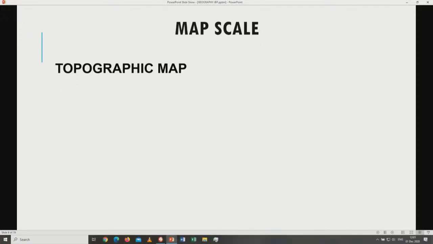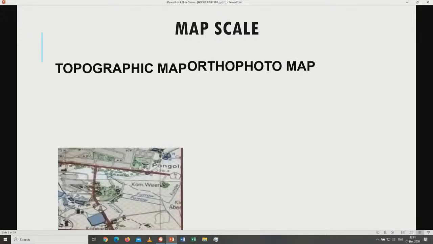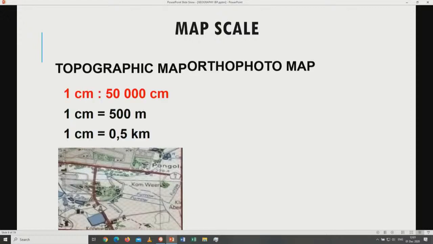The scale of the topographical map, for example, and the scale of the orthophoto map on the other hand. This is the topographical map in front of you right now. The scale of the topographical map, 1 centimeter is to 50,000 centimeters. Now, this is set in centimeters. The following one says 1 centimeter is equal to 500 meters. And the other one says 1 centimeter is equal to 0.5 kilometers. This is just a conversion when I convert these scales into meters or into kilometers.